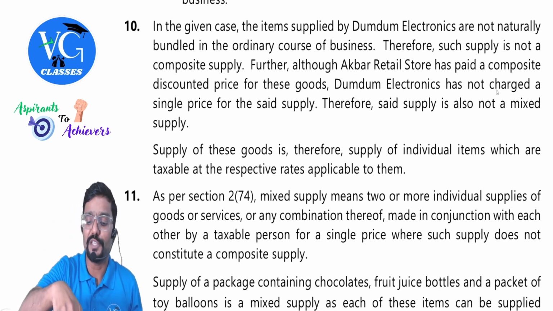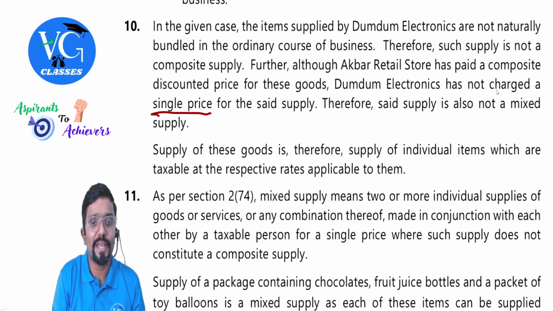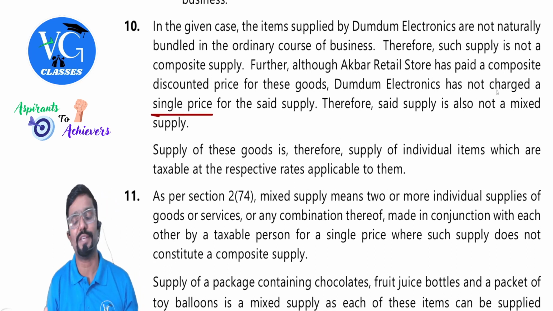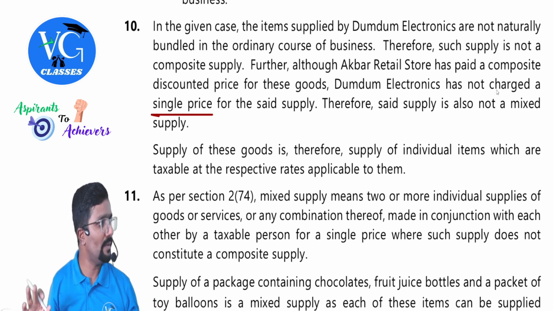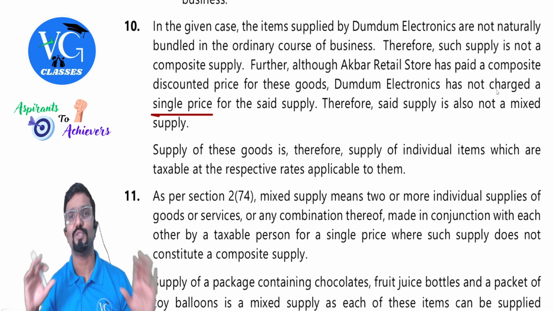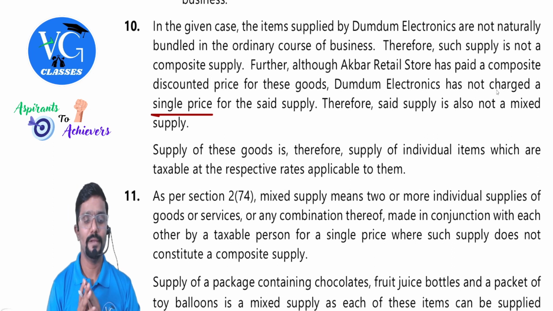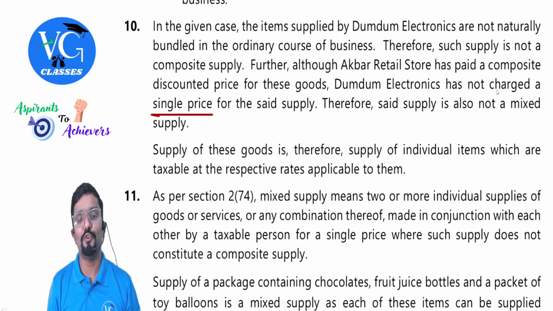So this is actually missing. Single price is missing, so I cannot call it composite or mixed. Therefore, the said supply is not mixed also. It is not composite also. It is not mixed also. It is individual. Supply of these goods is therefore supply of individual items which are taxable at the respective rates applicable to them.